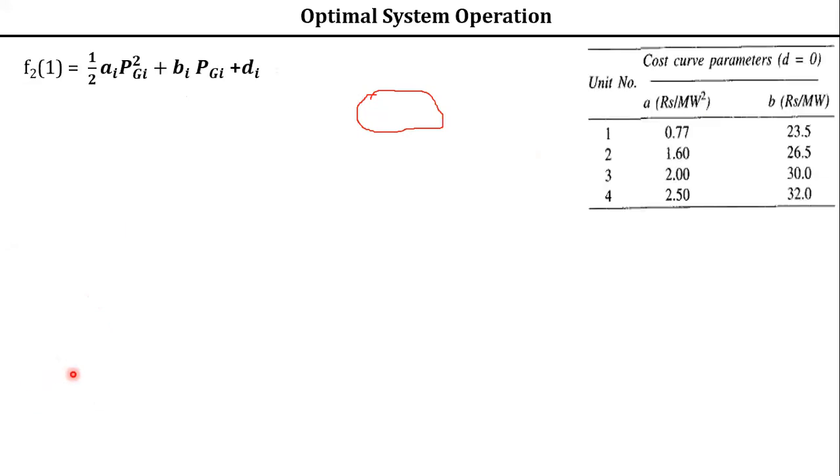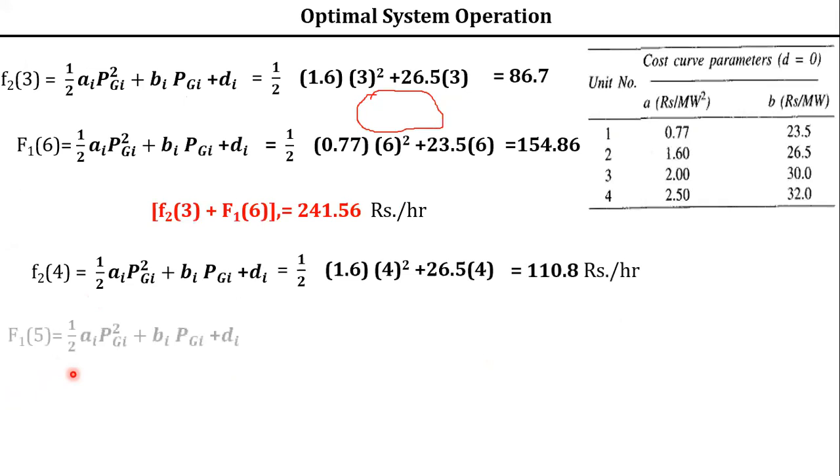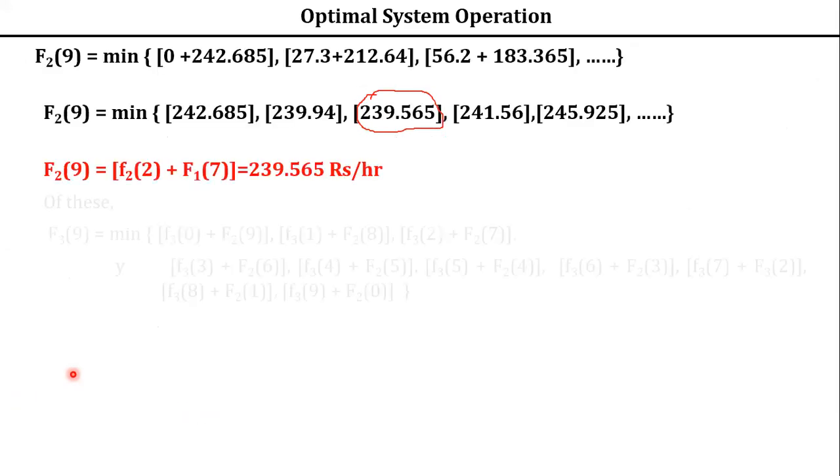So let us go there and find out. You see here, this is for f2 of 3rd combination, which is f2 of 2 plus f1 of 7. This combination's value is equal to f2 of 9. What is the value you got? 239.565. Understood? So this is the minimum cost you got for meeting 9 megawatt of load. Hope you understood this one.